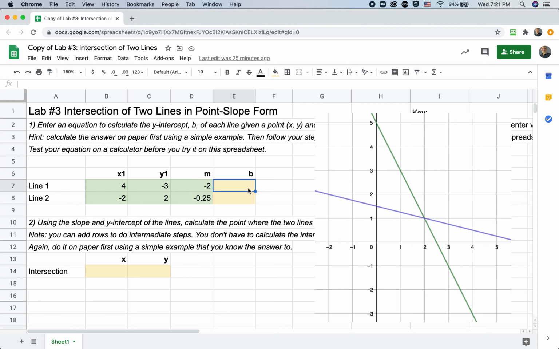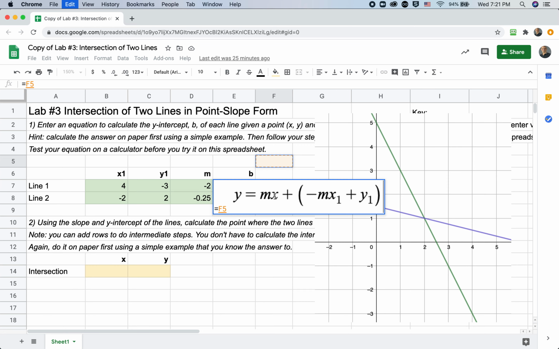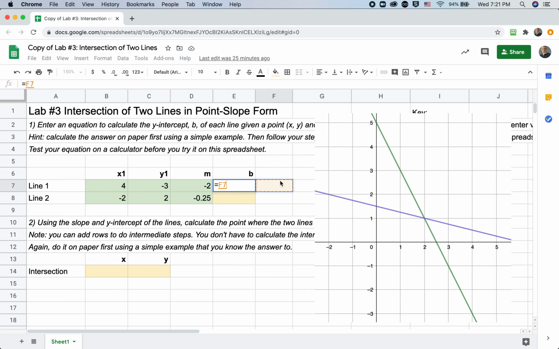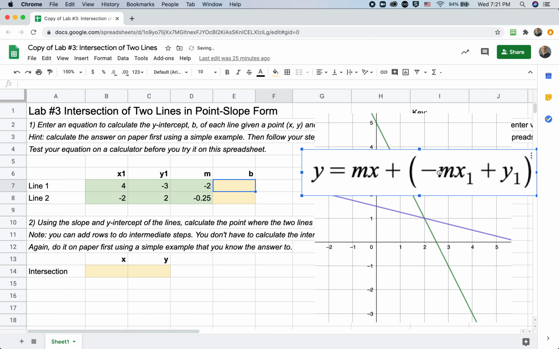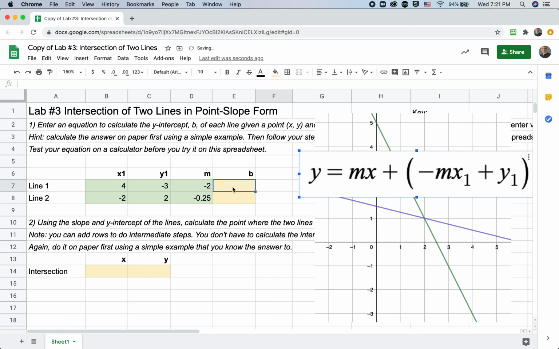If you haven't watched the video that explains how we came up with the equation for the y-intercept, this isn't going to make a lot of sense, so please make sure you watch that first. But the equation that we came up with for the y-intercept, actually let me copy it here, is this. Again, please watch that video.